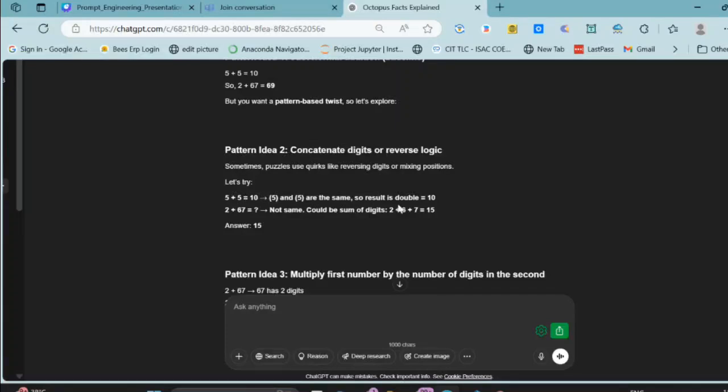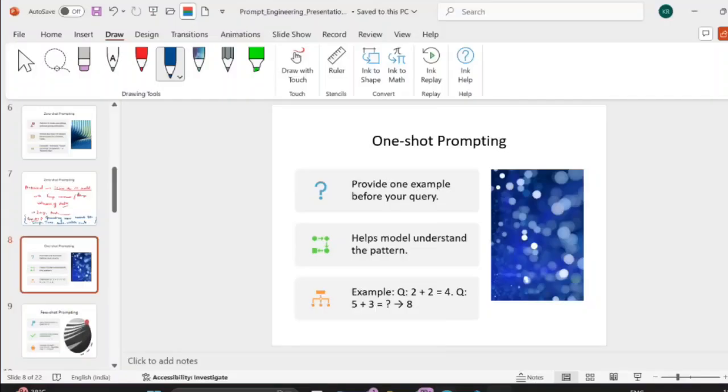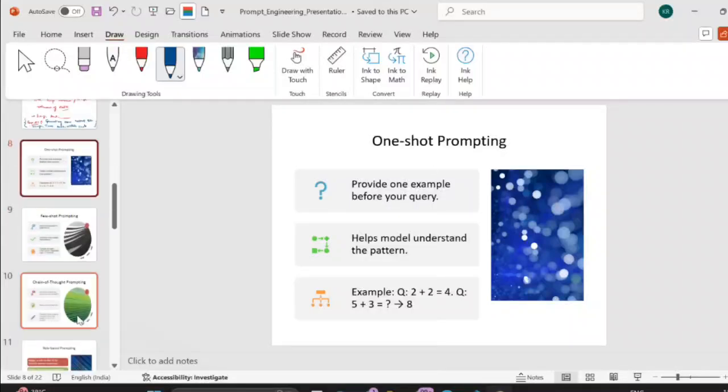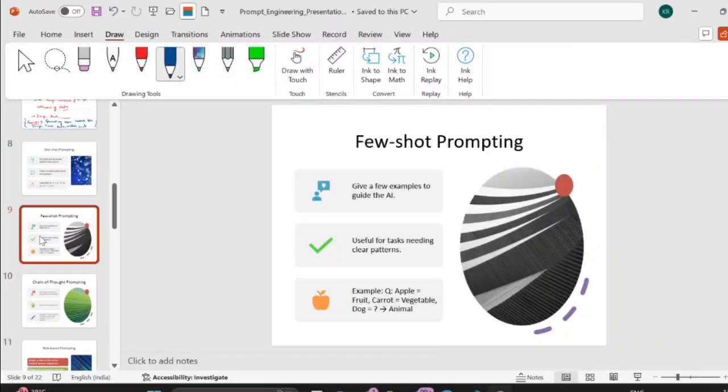In 5 plus 5 equals 10, 5 and 5 are the same, so it will be doubled as 10. But when it comes to 2 plus 67, it considers 67 as separate digits. When it sums, we got 15. There are a lot of patterns it was trained on, but we need to mention the specific pattern to get a desired output. Okay, this is the second prompting technique, which is one-shot prompting.